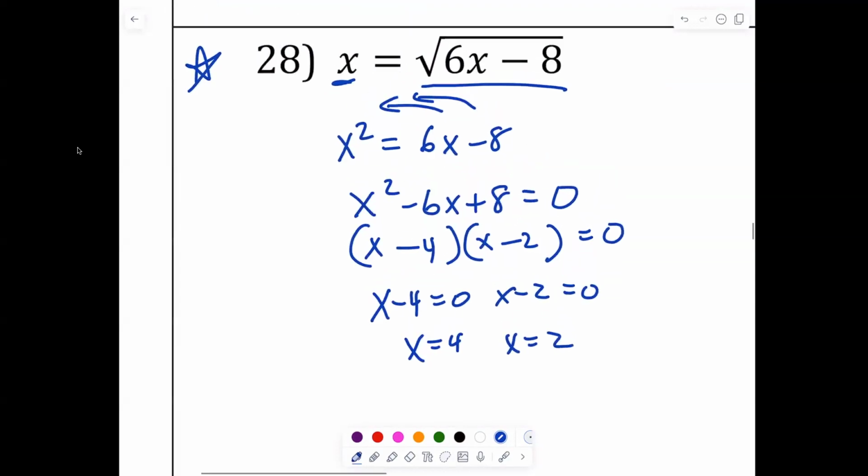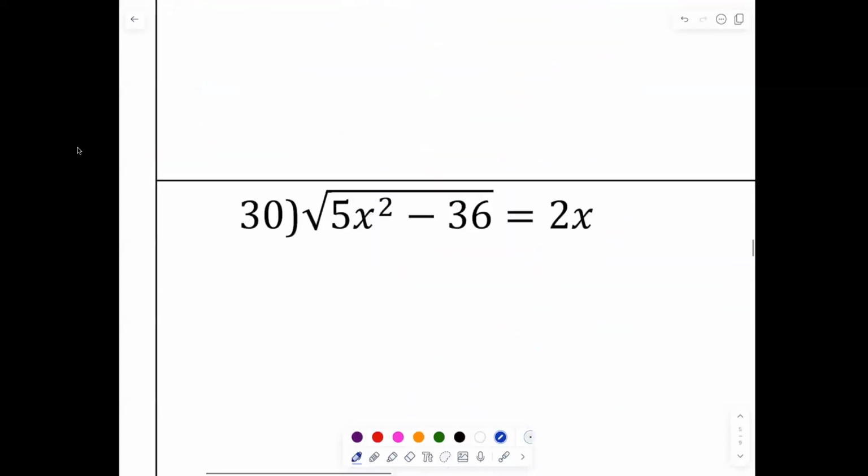Now, are any of those extraneous? No, they're not negative. Is everybody with me on this? All right, so 4 and 2 are good. Yes, Miss Vaughn. When it's a quadratic, meaning there's an x squared and an x. You with me? All right, let's knock out number 30.